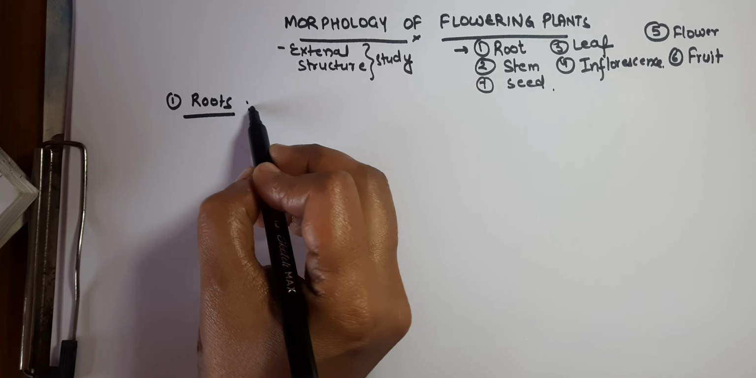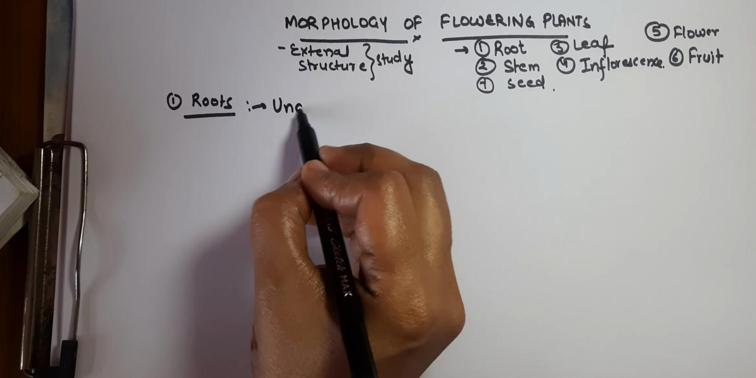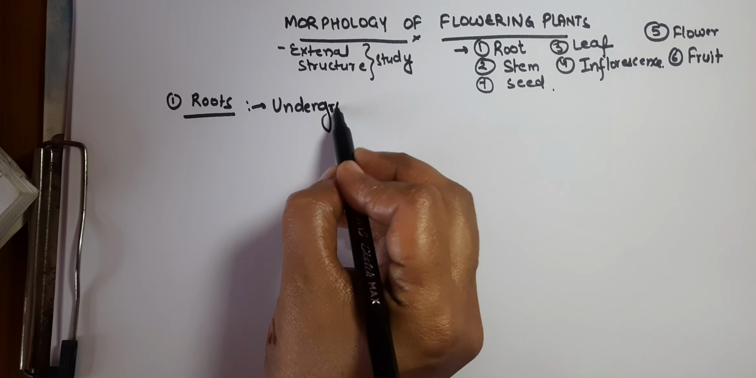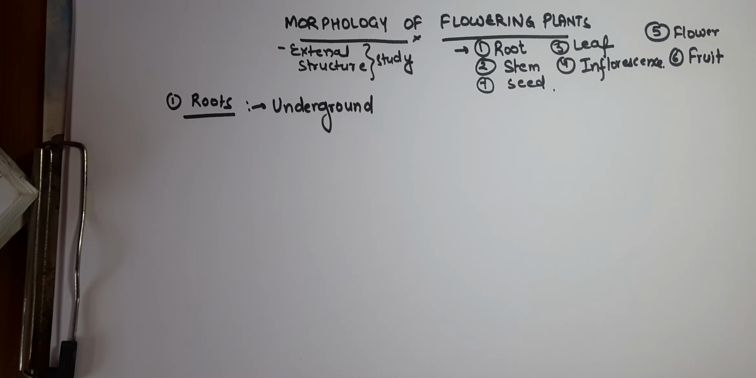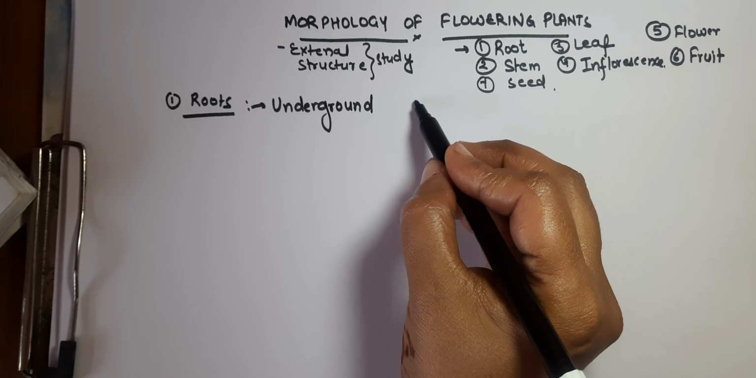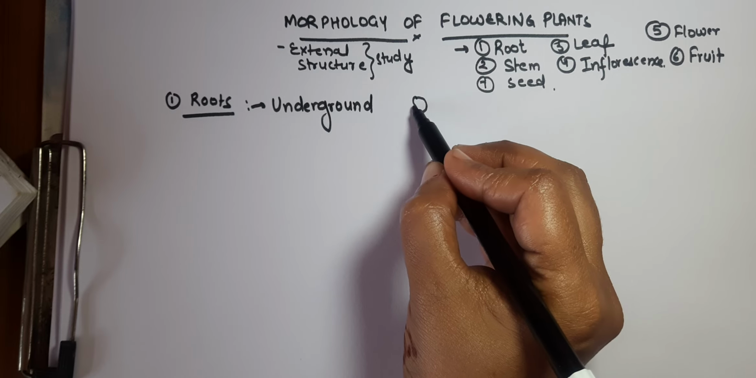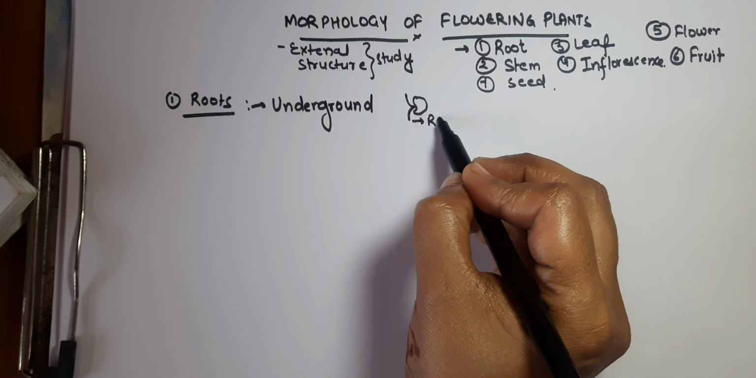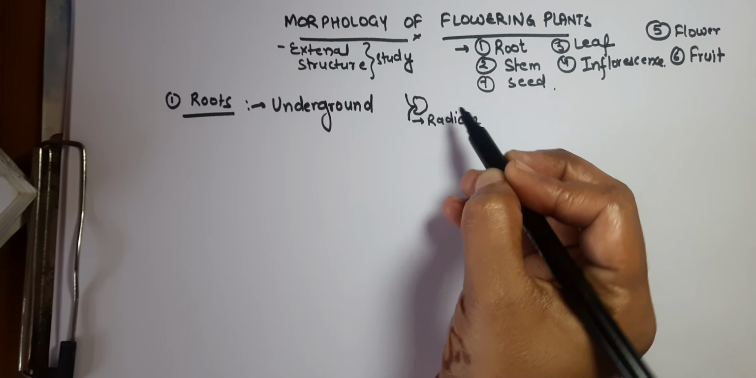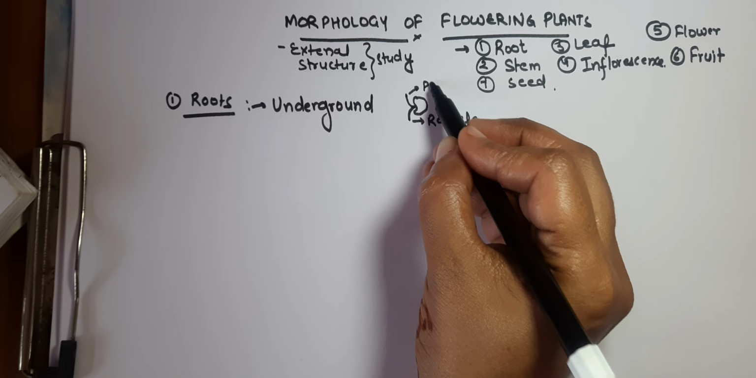Students, we all know the root is the underground part. Underground means it is below the ground surface, at ground level, and it develops from the radicle. So this is a seed, students. When the seed germinates, it will have two parts. The first part is the radicle, and the above part is known as the plumule.